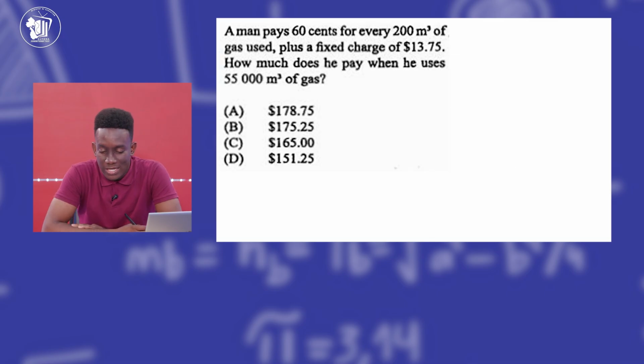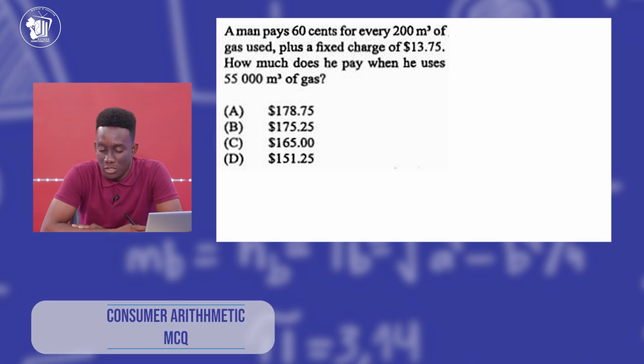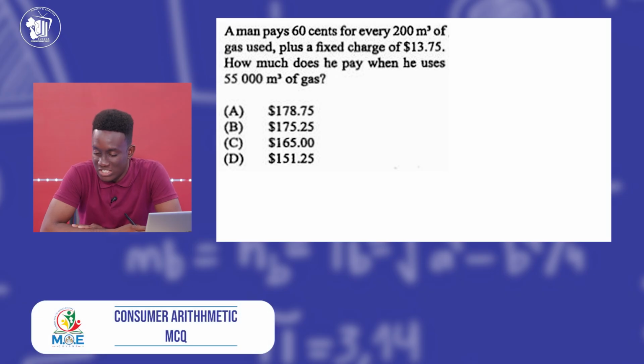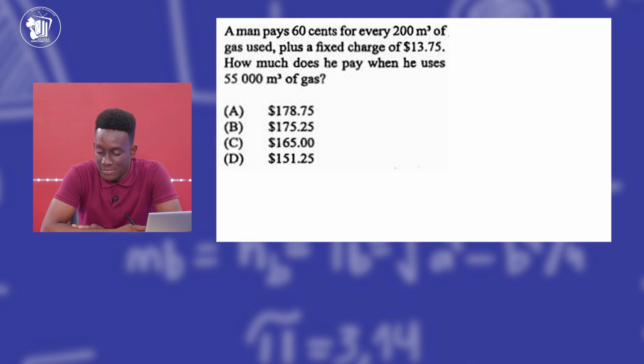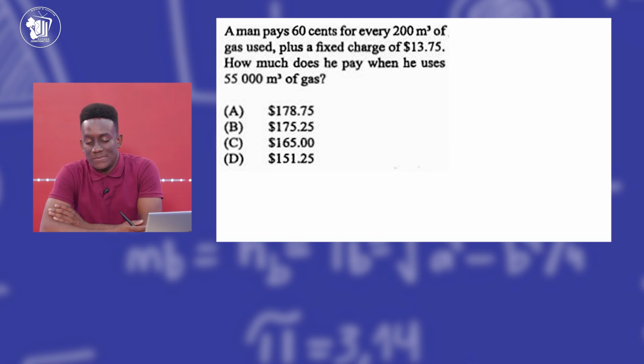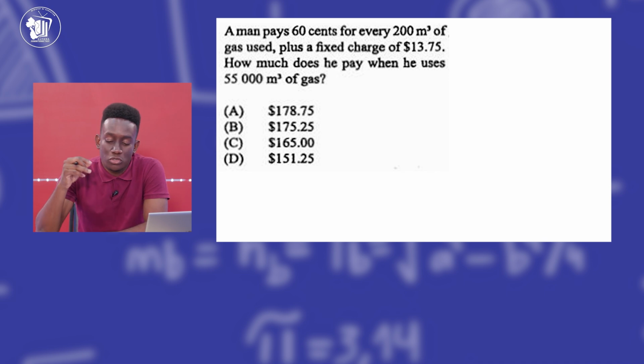So the next question says, a man pays 60 cents for every 200 meters cube of gas used, plus a fixed charge of $13.75. How much does he pay when he uses 55,000 meters cube of gas? So we see he pays 60 cents for every 200 meters cube, and in this case he used 55,000 meters cube of gas. So we need to find how many 200s we can get from this 55,000.